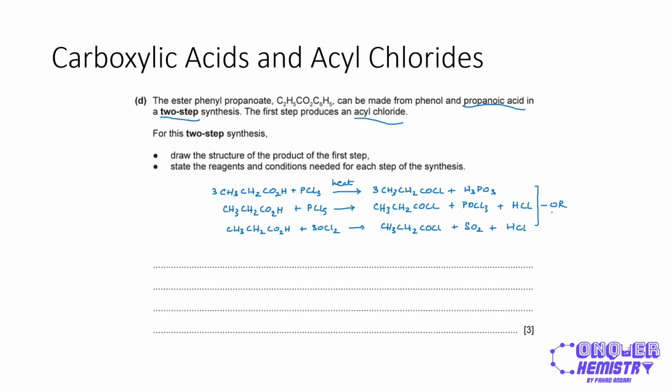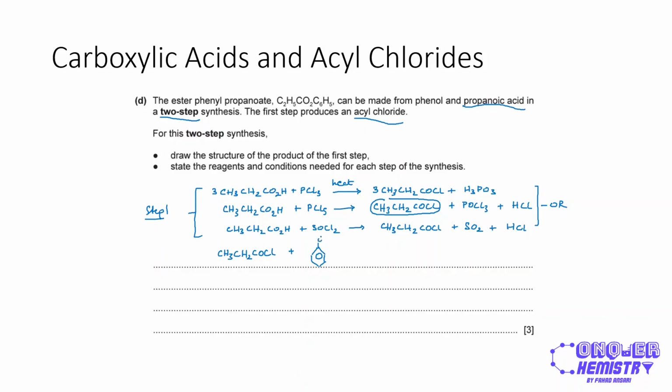And now it says we need the reagents and conditions needed for each step of the synthesis. So this was all step 1, right? Now step 2 is once you have produced this acyl chloride, which is propanoyl chloride, this is going to react with phenol, right? Now, how we do this is we have propanoyl chloride. This is going to react with phenol over here.